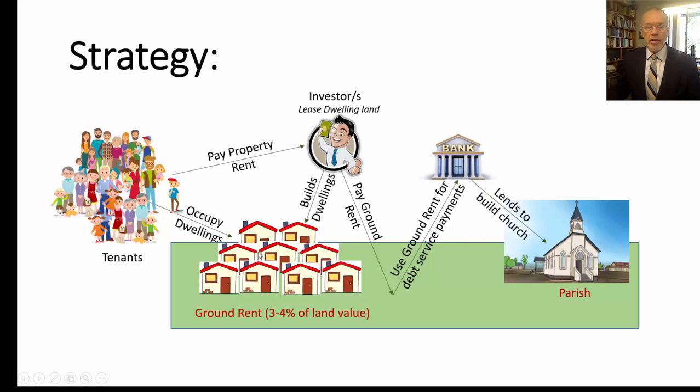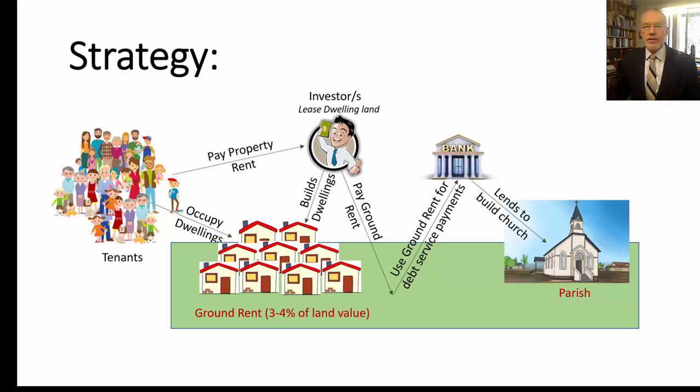If this process operates, say, over 30 years, which is a common term for a building or a property loan, it means that over the period of time when the investors are earning their return on their building investment, the parish is paying off its church. After that, the parish still continues to earn the ground rent. That's basically the strategy. Looks fairly complicated.